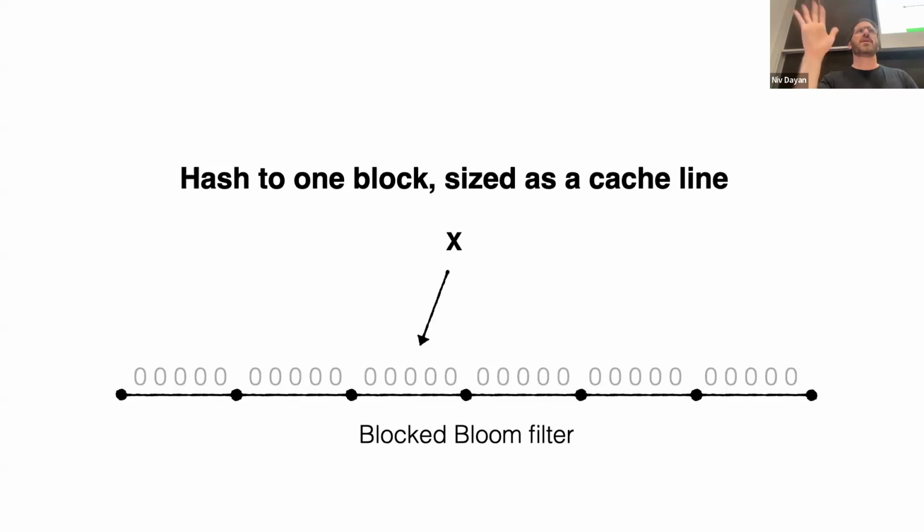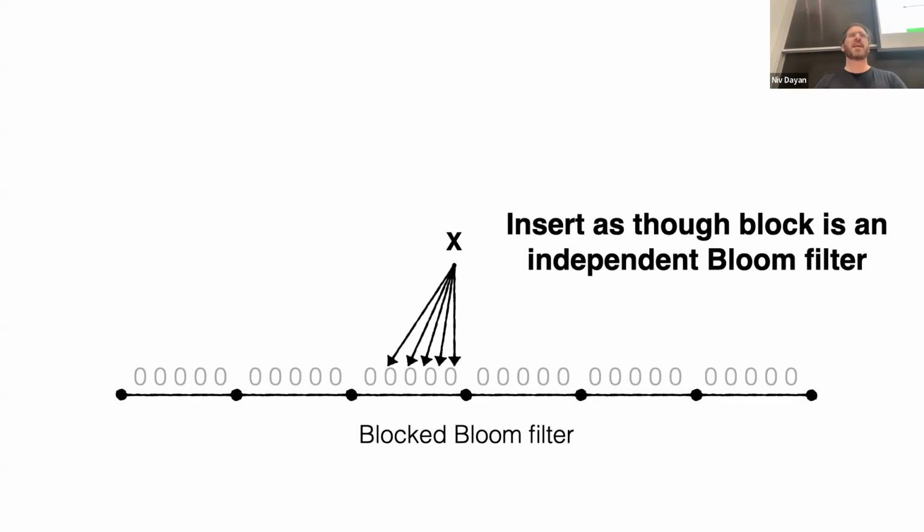or let's not say a cache line yet. Let's just say that we're dividing the filter into blocks, right? And I'm first of all going to map an entry to a block. Once the entry has been mapped to that block, then I'm actually going to insert the entry into that block as though that block is a totally independent Bloom filter. Okay, that's the core smartness. And what does that allow me to achieve? Why should I do this? Why is this good?